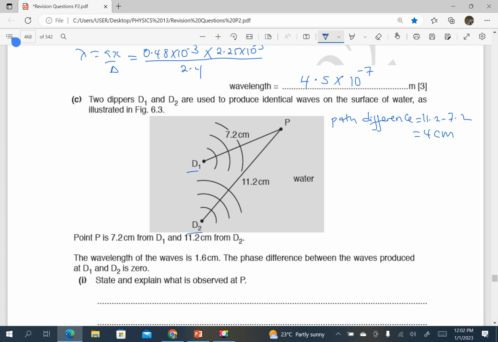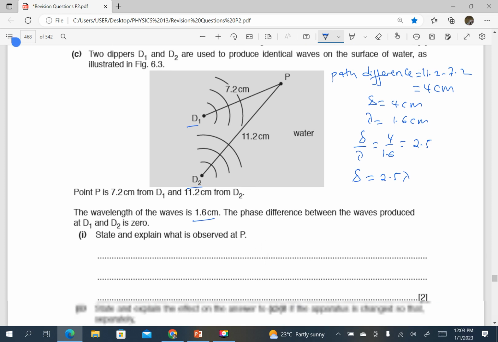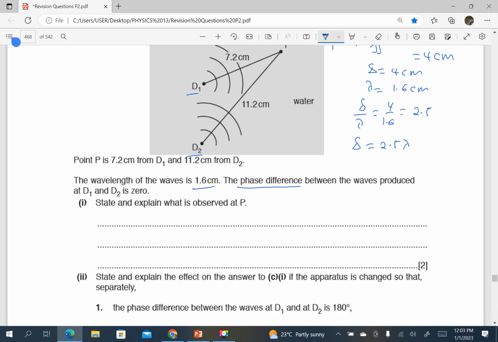Okay. What is the wavelength? The wavelength of the waves is 1.6 centimeters. So if path difference is 4 centimeters and wavelength is 1.6 centimeters, we can divide. Path difference divided by lambda is 4 divided by 1.6, which I think is 2.5. So you will see that path difference is equal to 2.5 times lambda. Let's see the questions now. The phase difference between the waves produced at D1 and D2 is 0. That is at the source. State and explain what is observed at P.